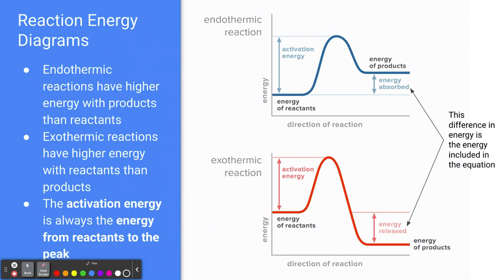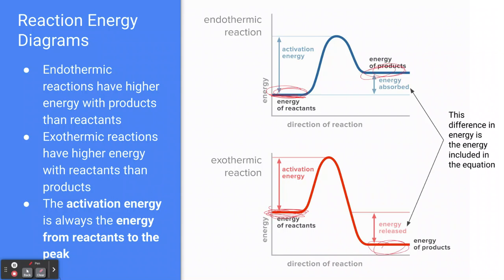So we can graph these on what's called a reaction energy diagram, and a reaction energy diagram can tell us quite a bit. Endothermic reactions are going to have a higher energy for the products than reactants, and that's because energy entered the system or was absorbed. In an exothermic reaction, our reactants had more energy than our products. So if we take a look at what these are actually telling us, here are our reactants. Our reactants are the first half of our energy diagram, and then our products are the second half.